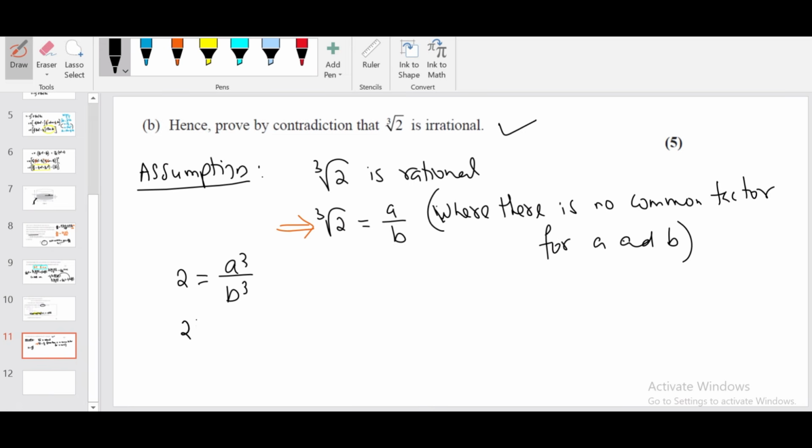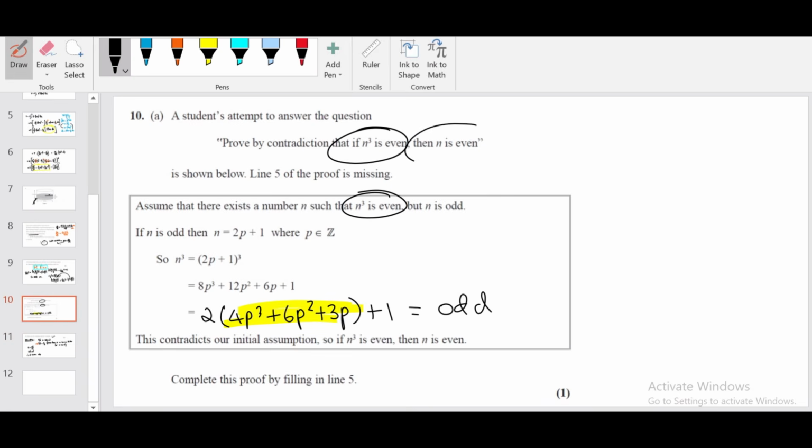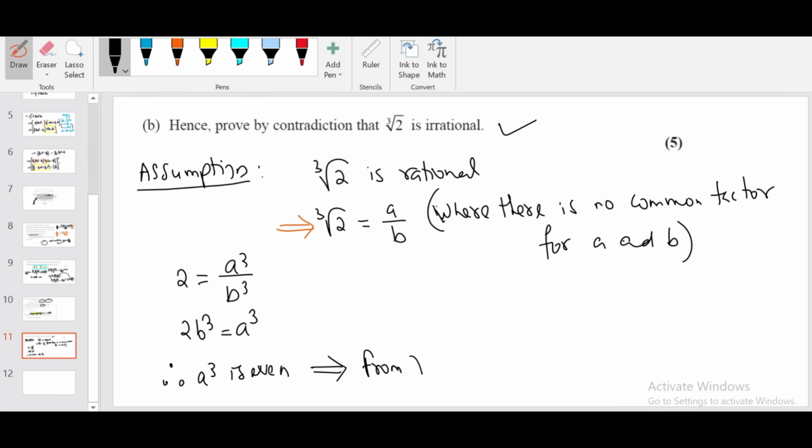Bring the b cube to this side. 2b cube is equal to a cube. A cube can be written in the form 2 times something, right? So definitely, therefore, a cube is an even number. Look at the proof of part A. If n cube is even, then n is even, right? So you can write from part A, if a cube is even, a is even. Therefore, a can be written in the form 2 times something, right?